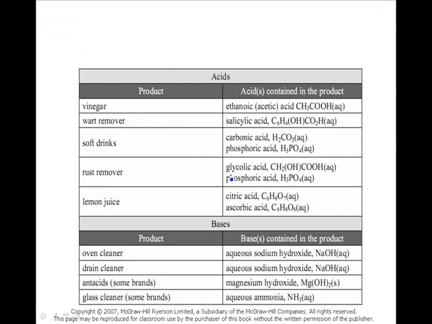So the purpose of this chart here is just to show you some common acids and bases that we encounter in our daily lives. So partly just to underline the importance of understanding what an acid and base is. Notice that acids are common in food items and also as cleaners. And bases are definitely cleaners as well. Some foods, but mostly cleaners, and then some examples are on the side there.